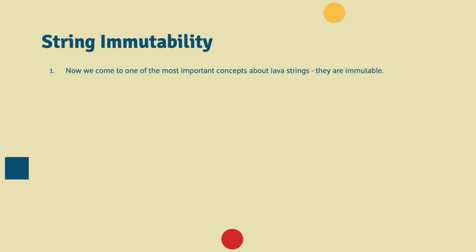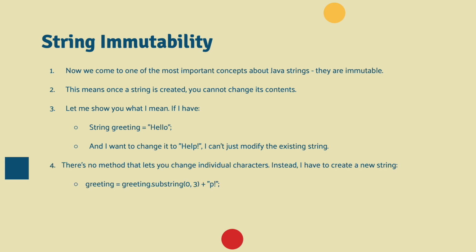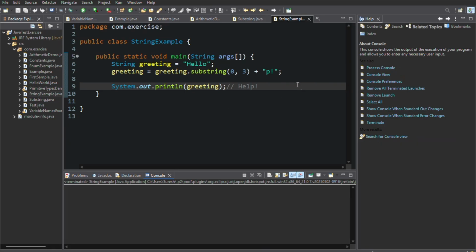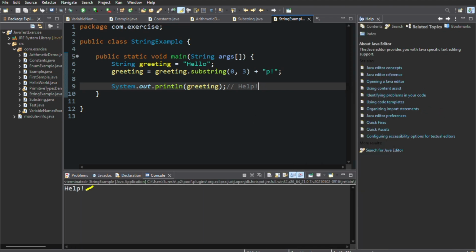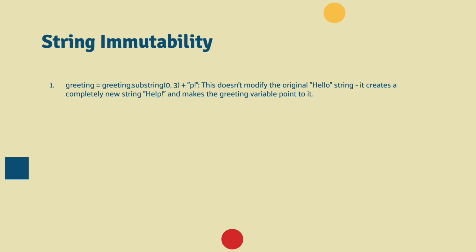Now we come to one of the most important concepts about Java strings. They are immutable. This means once a string is created, you cannot change its contents. Let me show you what I mean. If I have String greeting equals "Hello" and I want to change it to "Help", I can't just modify the existing string. There's no method that lets you change individual characters. Instead, I have to create a new string. This doesn't modify the original "Hello" string. It creates a completely new string "Help" and makes the greeting variable point to it.